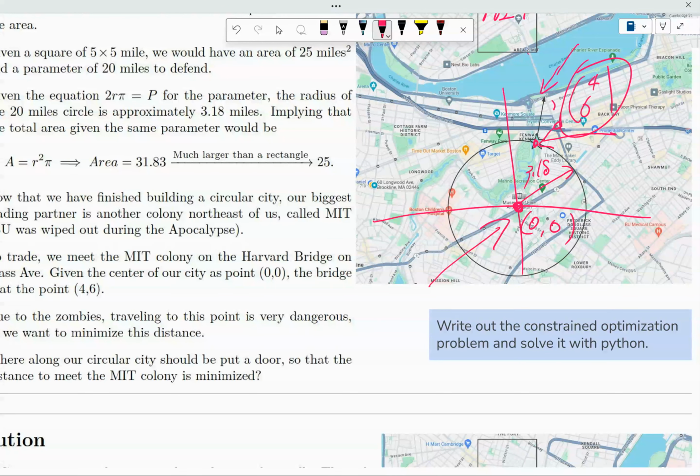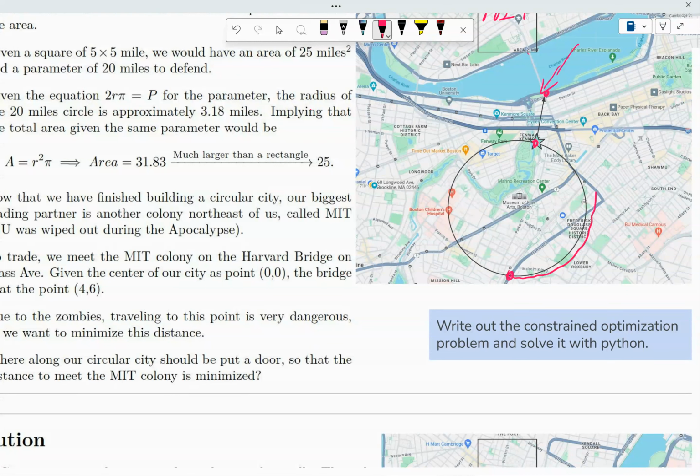So we need to know essentially where this point is. By knowing this point, we can build a door that's closest to our trading point. Imagine if you messed up really badly and decided to build a door here. Now you have to walk really, really far. That would suck. Or imagine if you build a door here, so you have to travel all the way around. A lot of people could die from the zombies all around us.